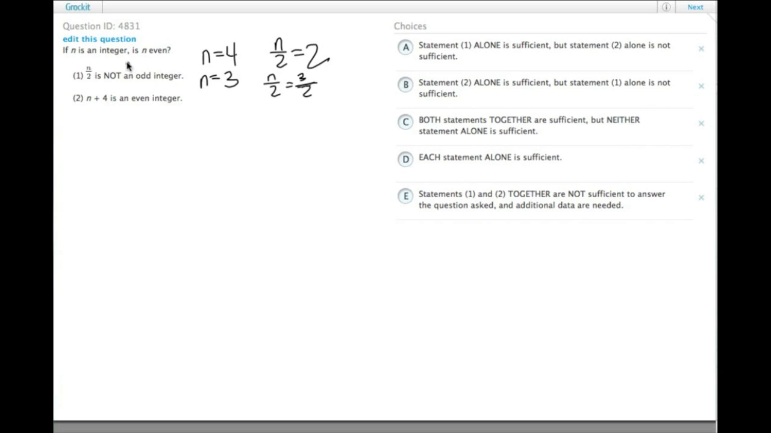So the question is, is n even? If n equals 4, the answer is yes. If n equals 3, the answer is no. Sometimes yes, sometimes no. Big I for insufficient. It's not going to be A or C.